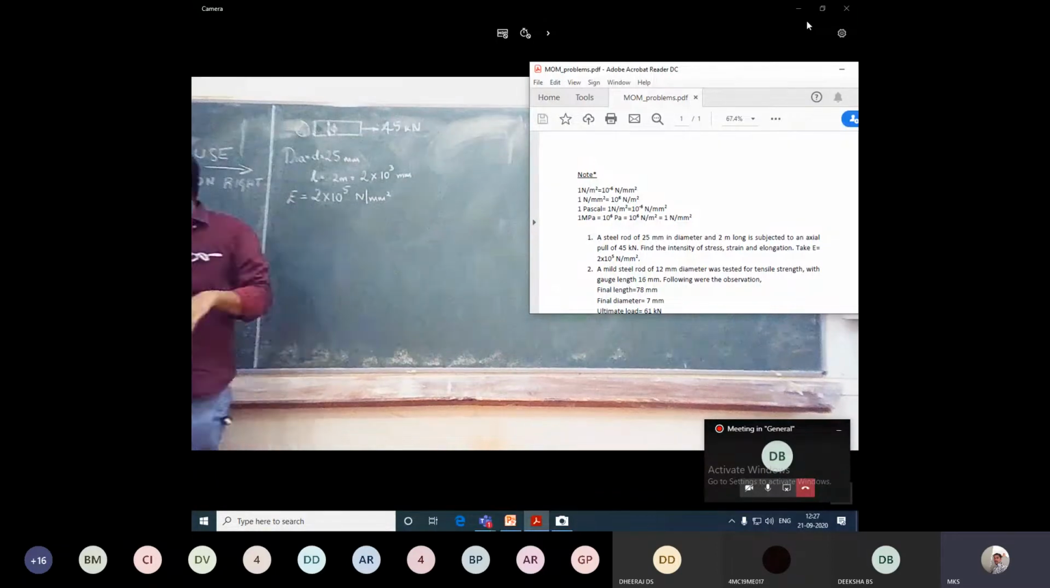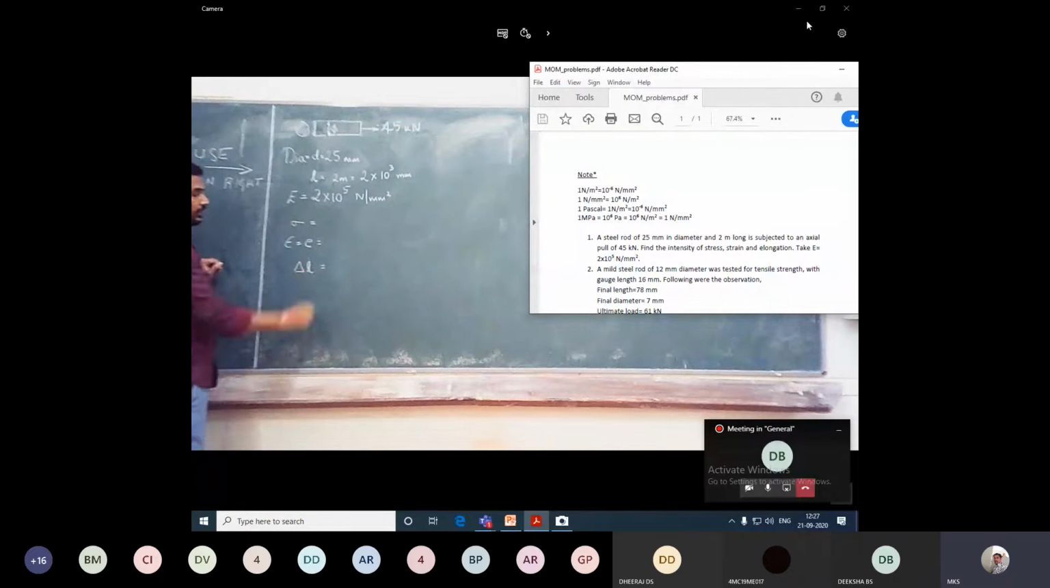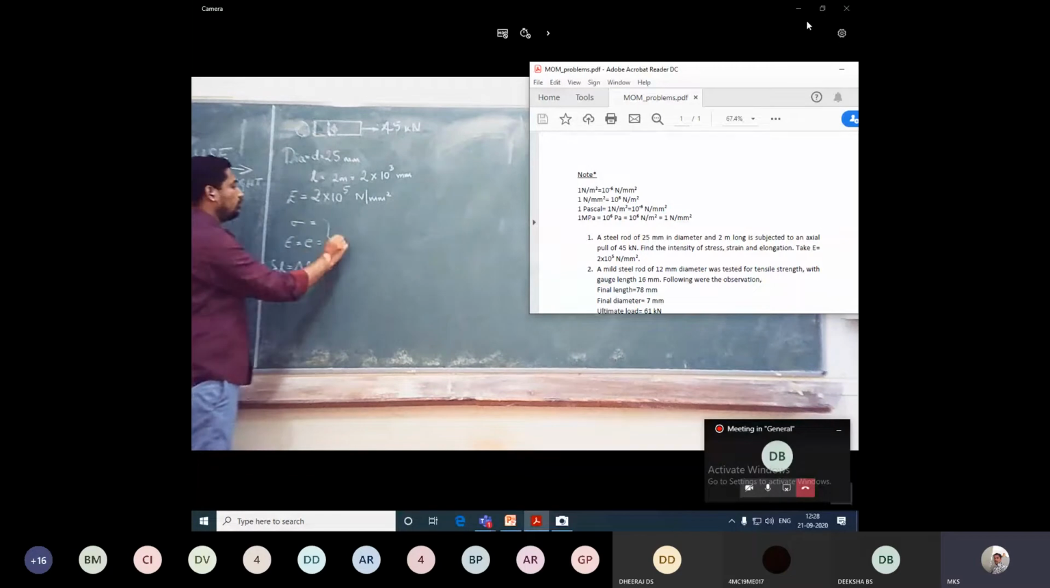You need to find out, first, the stress, strain, and elongation. The stress acting on the bar is sigma. The strain, in some books, is taken as the Greek symbol epsilon, or small letter e also. Then elongation is the change in length, delta L, or even small delta L; both are the same in some books. So these things you need to find.